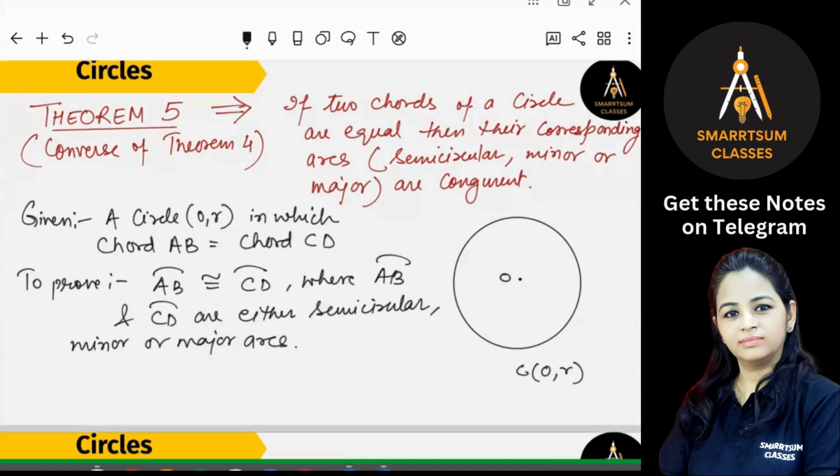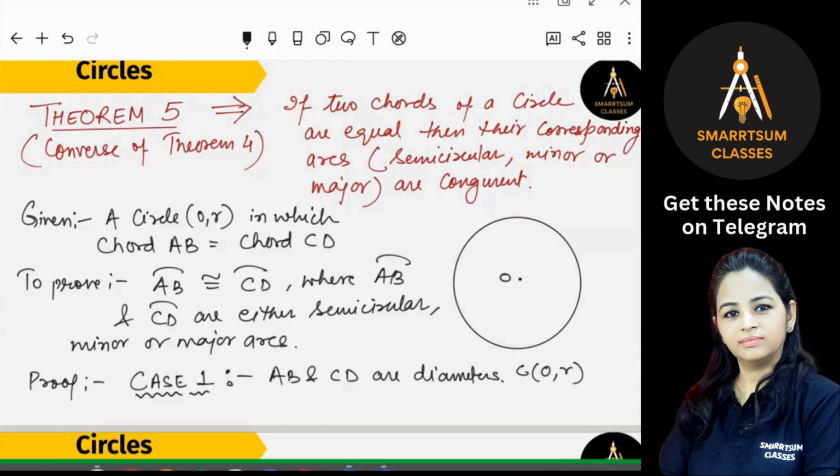Now, how to prove this? To prove, we will first assume the cases here. So let's take case 1. Case 1 is that suppose AB and CD are diameters, because only diameters divide the circle into two equal halves. So suppose AB and CD are the diameters, because a diameter is also a chord.